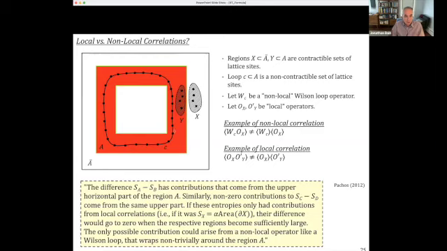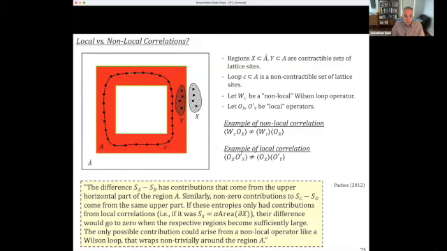And in this diagram, I've also represented three subregions. One is the non-contractible loop C that extends all the way around region A, non-contractible in the sense that it cannot be continuously deformed into a point. Then there's a region Y contained in A that is a contractible region of points. And similarly, there's a region X in the complement of A, also a contractible set of lattice sites. Then we can identify operators that have support on these three regions.